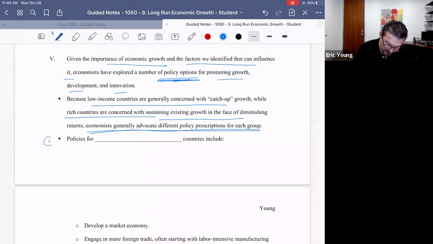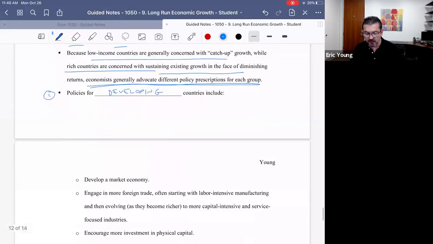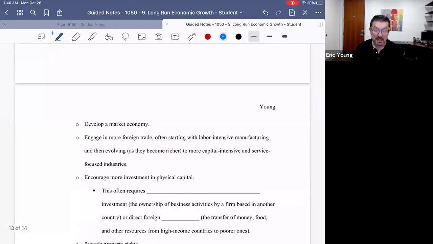Let's break those down, first, by analyzing policies that might be helpful for developing countries. And the policies that might be helpful for developing countries include, among others, number one, developing a market economy. Tied to that, engaging in more foreign trade. Lots of poor countries tend to be overly protectionist. They're insular. But if countries want to achieve some catch-up effect, they have to engage in more foreign trade.